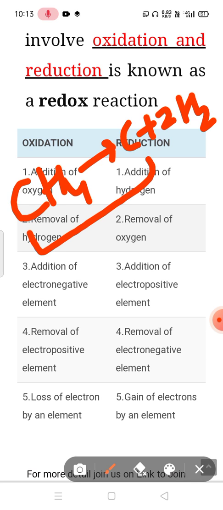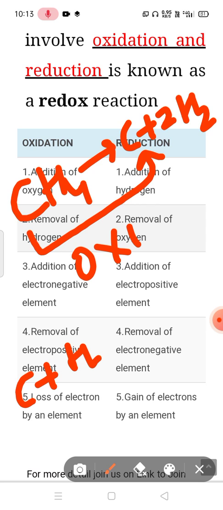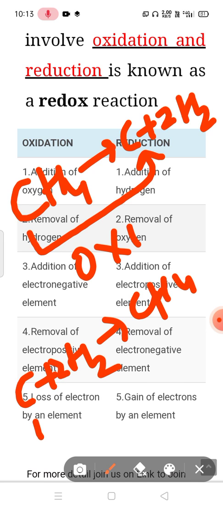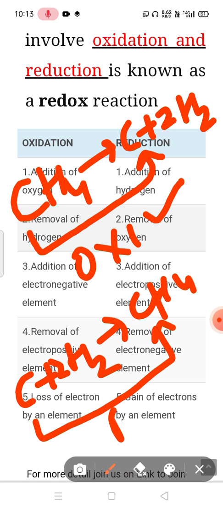CH4 is converted into C, that shows the oxidation, while when carbon reacts with hydrogen it converts into CH4, meaning carbon converts into CH4. The reduction of carbon takes place in this reaction. The first reaction shows the oxidation state, while the second reaction shows the reduction state.